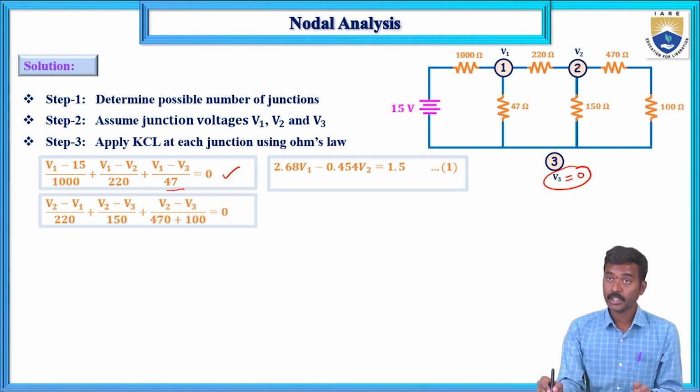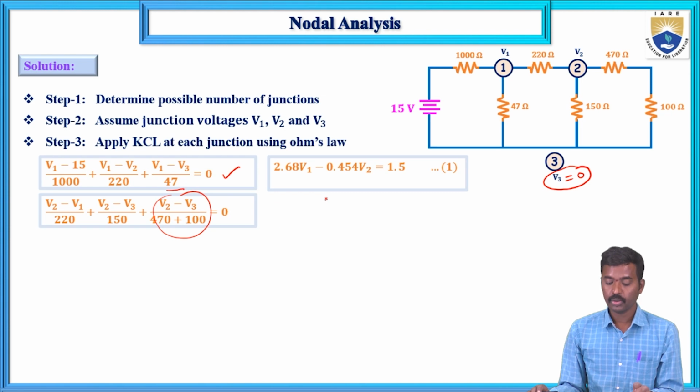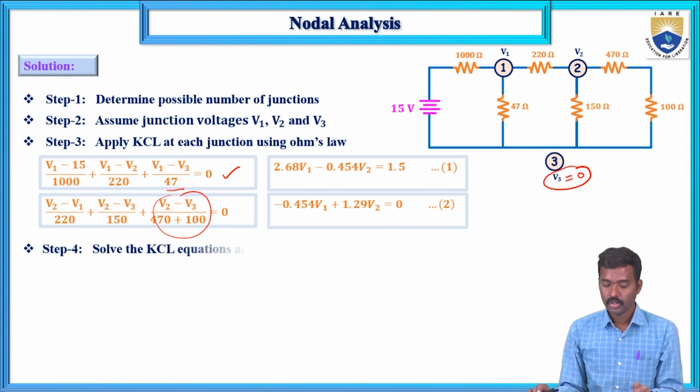Next, if you apply KCL at this node, we have (V2 minus V1) by 220, and (V2 minus V3) by 150, where these two are connected in series, so the series connection is 470 plus 150. So the 3 currents at a node equal 0. There is no current source, so the right side is 0. So minus 0.454 V1 plus 1.29 V2 is equal to 0. Solve these two equations by converting into matrix form.